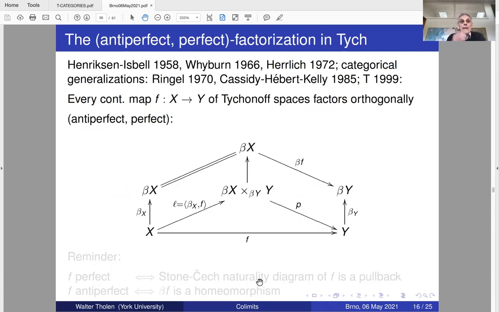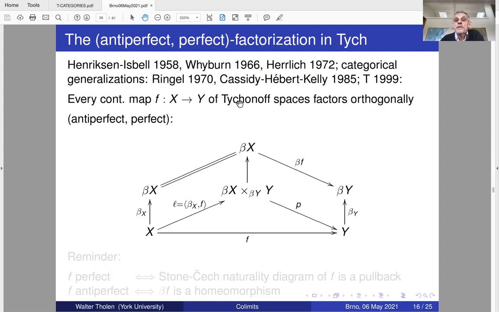Okay, so what about the same thing for perfect maps of Tikhonov spaces? That goes back to Wyburn in 1966. He showed that every continuous map of Tikhonov spaces factors universally through a perfect map. But there was decisive work already by Henriksen and Isbell that precedes this.